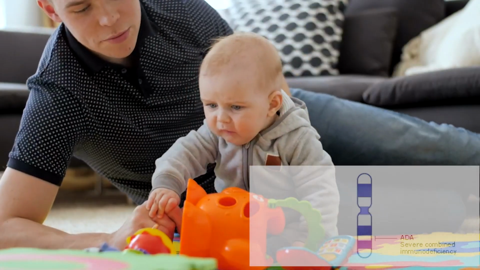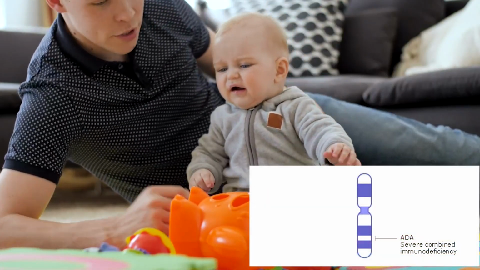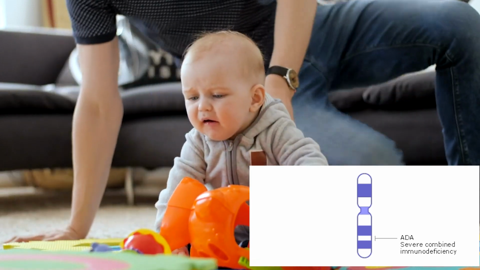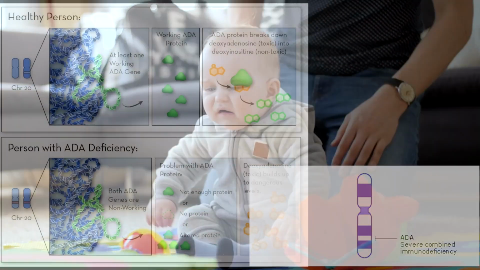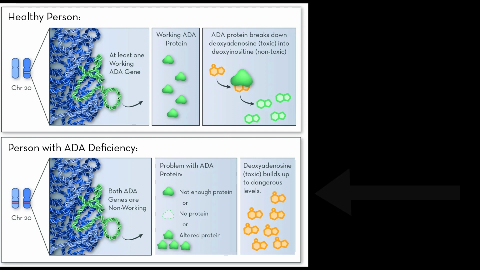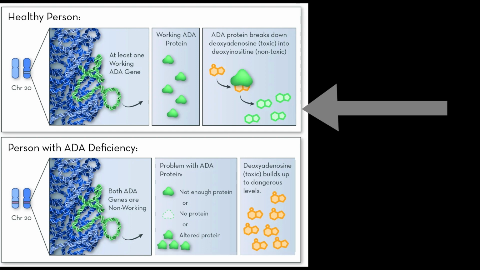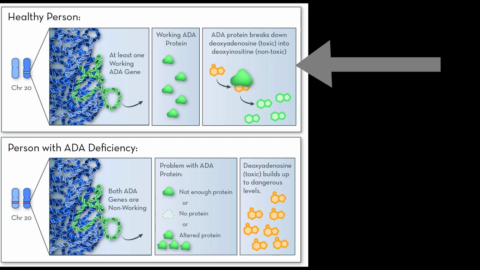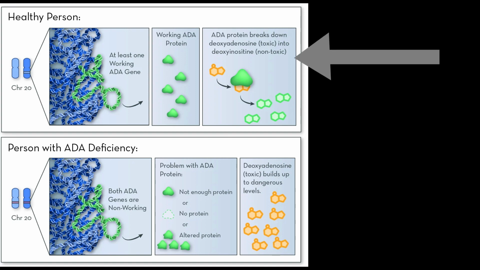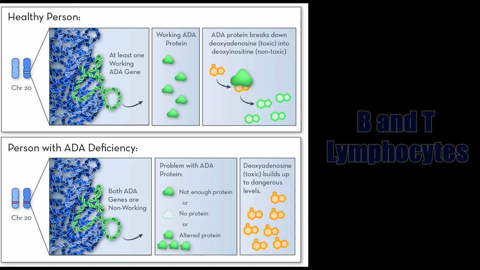The affected gene in ADA deficiency is ADA, on chromosome 20. The gene codes for ADA, which is the adenosine deaminase protein. People with the disorder have two non-working copies of the gene, making no working ADA protein. The job of ADA protein is to break down a toxic substance called deoxyadenosine, which forms naturally when DNA is broken down. Nearly all types of cells in the body make ADA protein, but it is especially active in cells of the immune system called B and T lymphocytes.